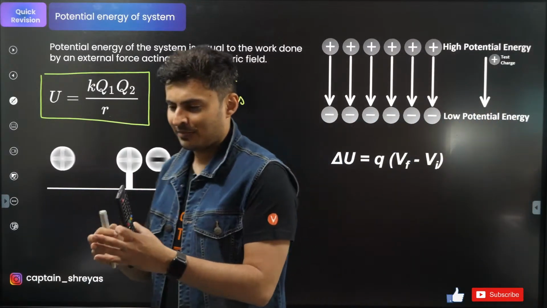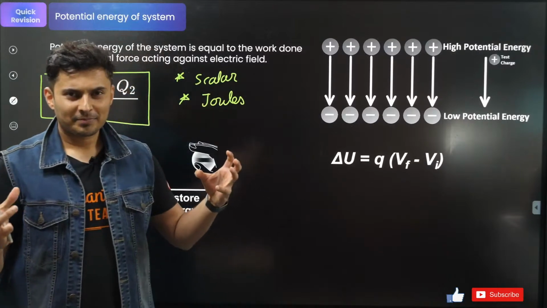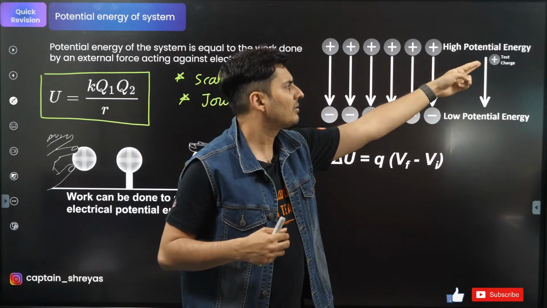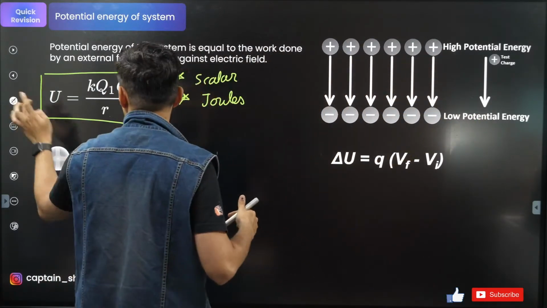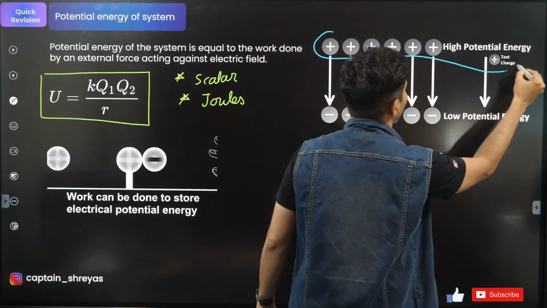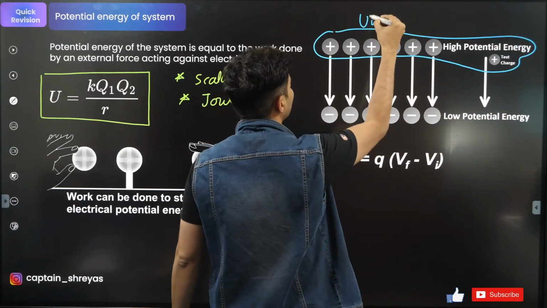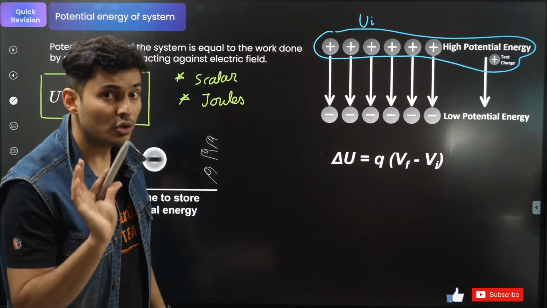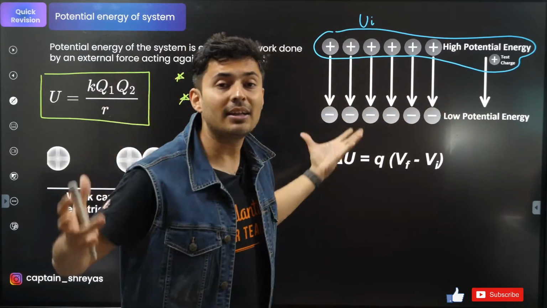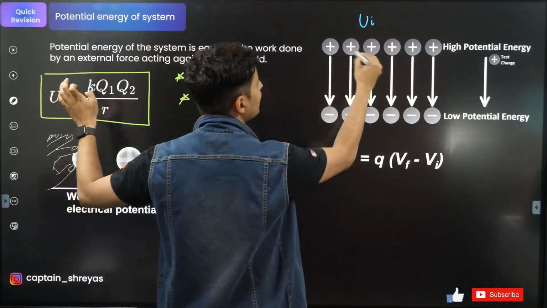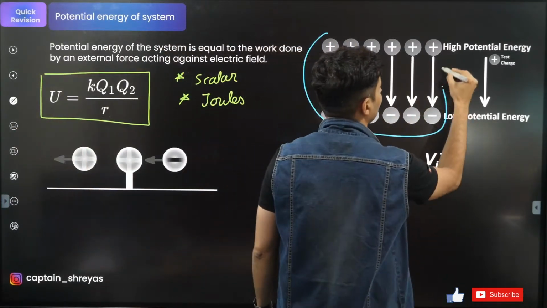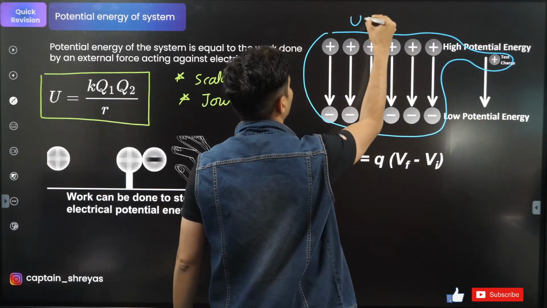Now just imagine there are charges. There is one charge here, there are charges here. I take this charge and move it here. If I mark it, these charges with this charge have some potential energy Ui. Now the moment I move this charge here, you will see that the energy will change, not just for these charges, but even for these charges with that charge.